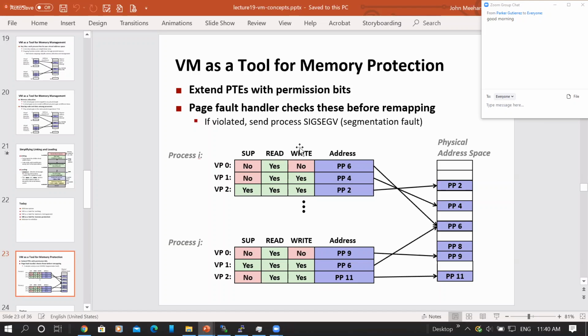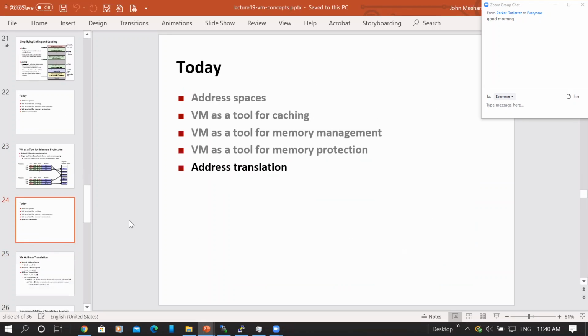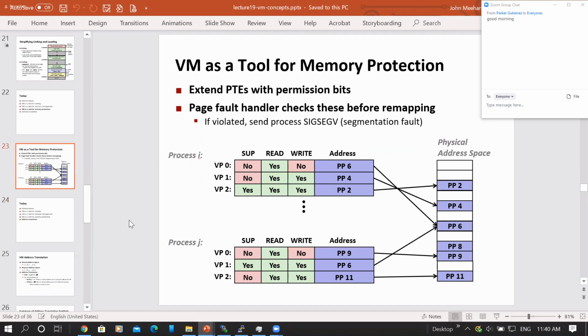Does that make sense? So that's another aspect of this virtual memory management thing: being able to put these permission bits. That way, virtual memory is solving that problem for us as a tool to provide some sort of scheme for memory protection, right? So it's all wrapped up in one solution to a lot of problems. Questions about this stuff so far?